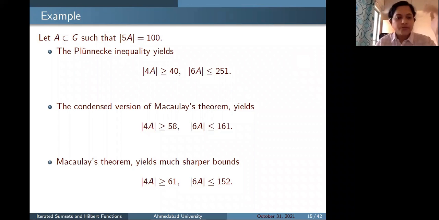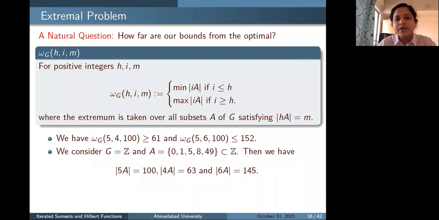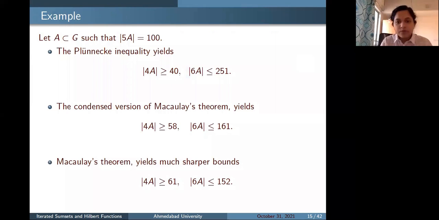So once we have this observation, a natural extremal problem will come to mind: how far are our bounds, I mean, whether our bounds are the optimal ones or not, basically. So what we wanted to know is whether the equality will happen here or not.